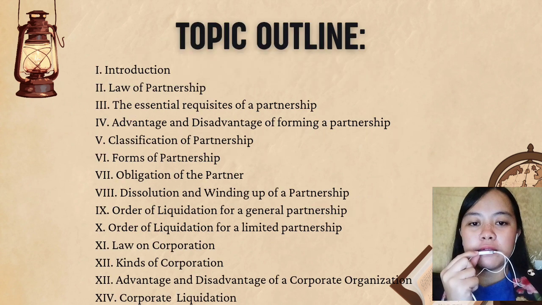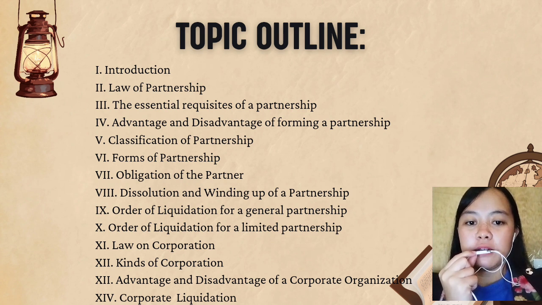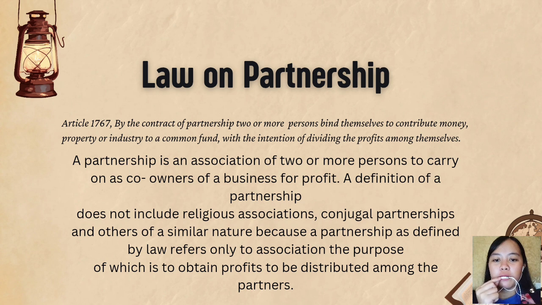Topic outline. First, introduction. Second, law of partnership. Next is the essential requisites of a partnership. Next, advantages and disadvantages of forming a partnership. Classification of partnership. Forms of partnership. Obligations of the partners. Dissolution and winding up of a partnership, order of liquidation for a general partnership, order of liquidation for a limited partnership, law on corporation, kinds of corporation, advantages and disadvantages of a corporate organization, and corporate liquidation.